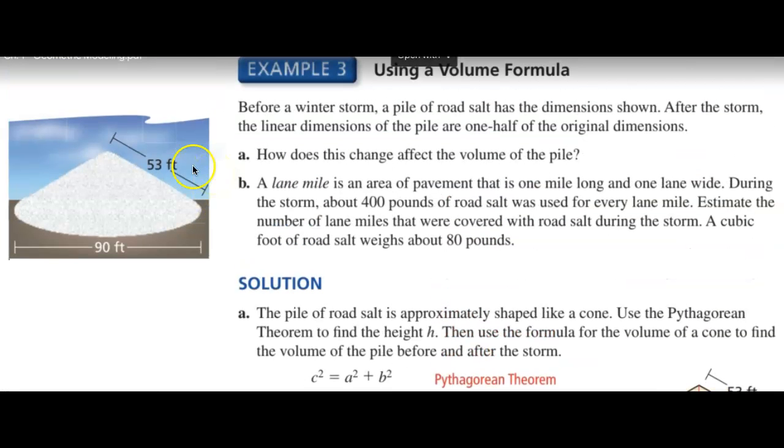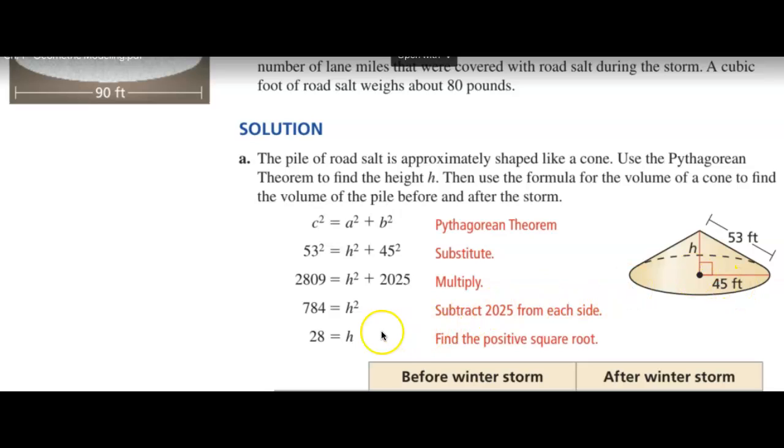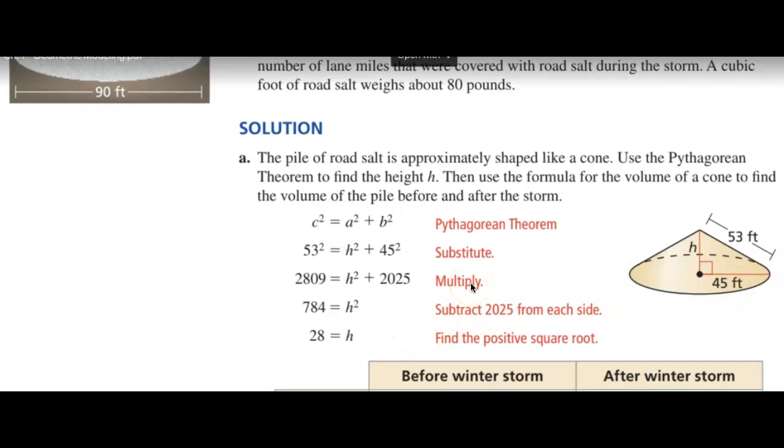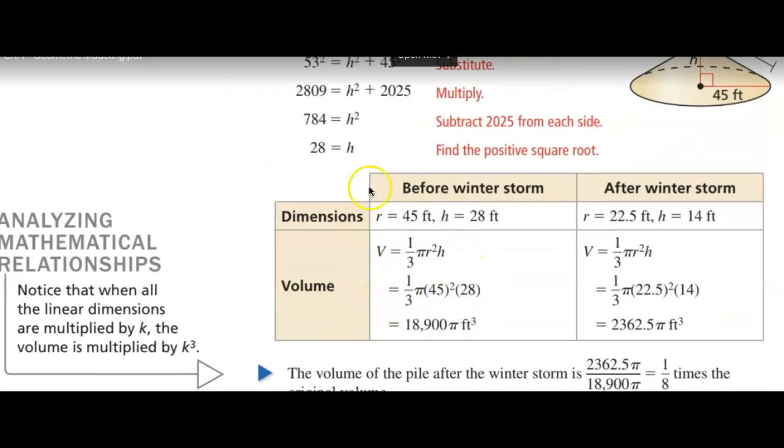So using the dimensions given, the 53, and the fact that 1/2 of 90 is 45, right, that gives us the radius, we have a right triangle. So the Pythagorean theorem gives us 28 for the height. Okay, so that's of the original cone, the original pile of salt before the storm. And so if we use those measurements, we're looking at the left side of this table right here, we come up with 18,900 times pi cubic feet. So 18,900 pi cubic feet of salt.